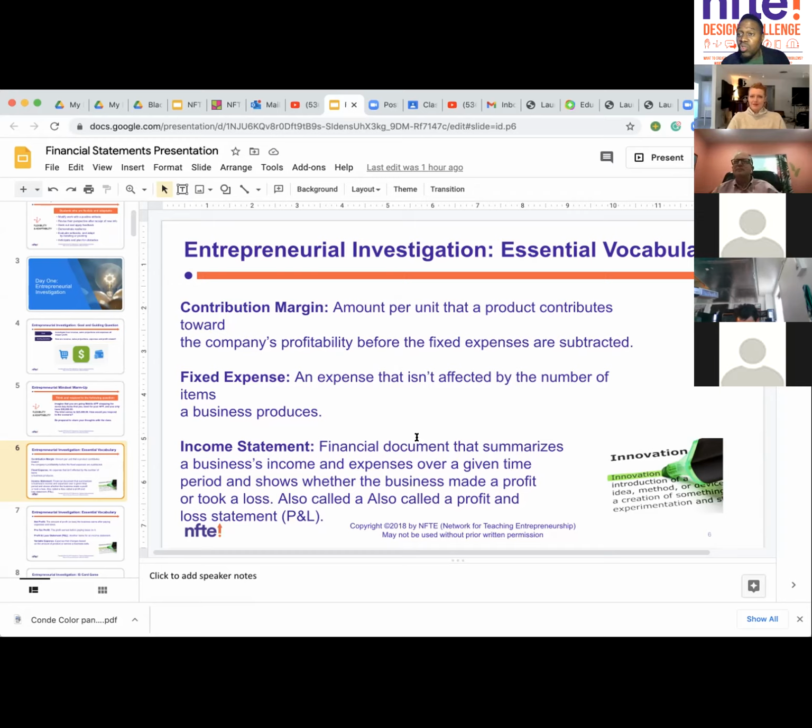And big business do this all the time. We need to make some cuts. Our fixed expenses is too high. We don't have the revenues coming in. We got to scale back. And how do we scale back? In different areas. Okay. Good job, Mark.